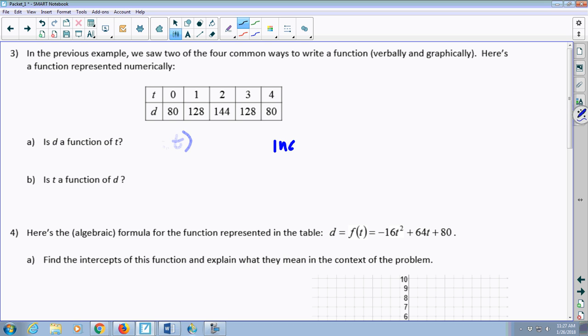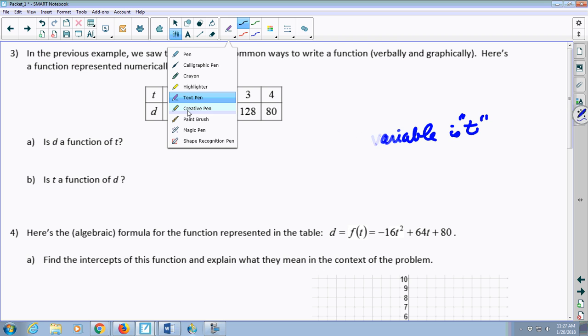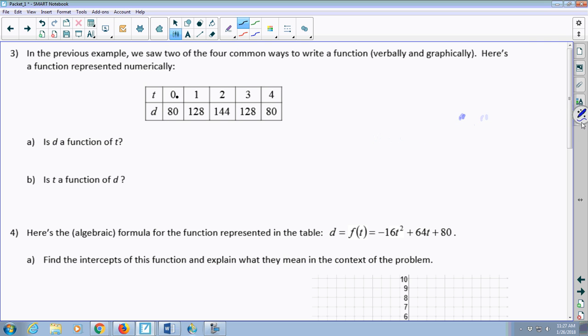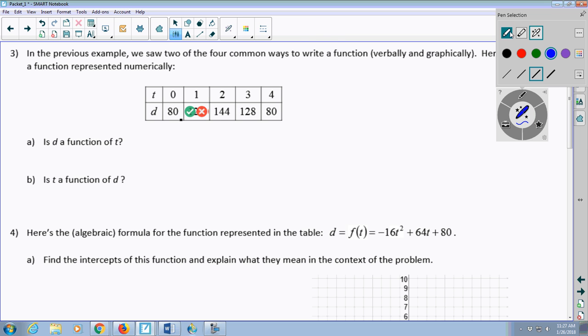T. Oh, I still have that thing on? Independent variable is T. Oh, I don't usually work with this thing. I can see why I don't. Oh, it's still a magic pen over here. That's why. This is kind of fun. Let's go back to the pen.